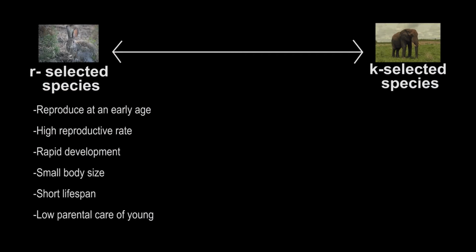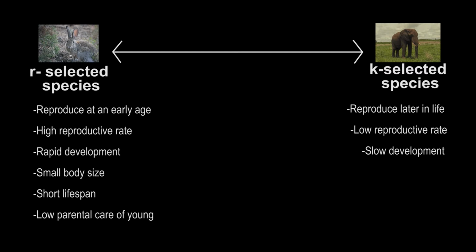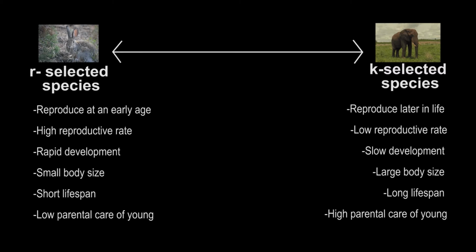At the other end of the spectrum, elephants are a great example of K-selected species. Typical K-selected species reproduce later in life and have low reproductive rates, slow development, large body sizes, long lifespans, and high parental care of young. This life history strategy is ideal for organisms that live in stable, yet highly competitive environments.